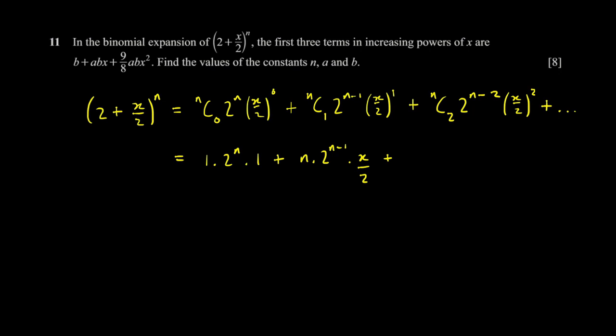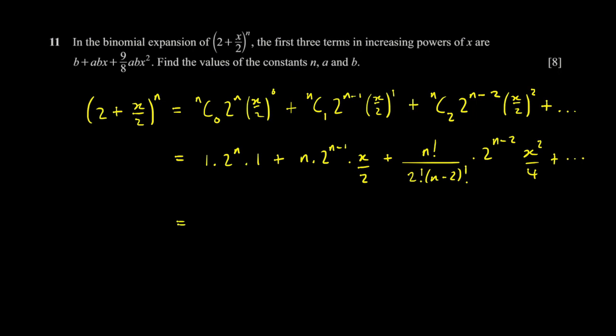Now, I think I will probably expand that. So I'm going to use the formula for nC2, which will be n factorial over 2 factorial times n minus 2 factorial. Now that's given to you at the front of the exam, I believe, right? So you should be able to use that formula. 2 to the power n minus 2. So we've got 2 to the power n minus 2. And then x upon 2 squared will be x squared upon 4. Okay, plus dot, dot, dot. Okay, now we need to tidy this up a little bit.